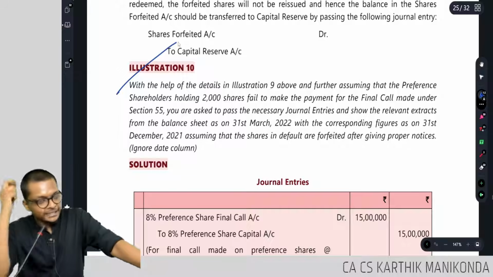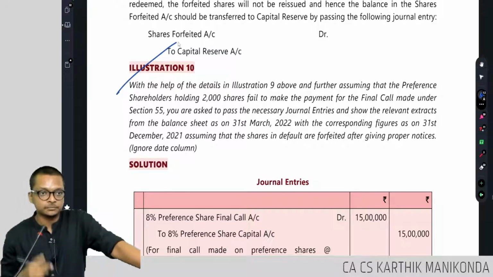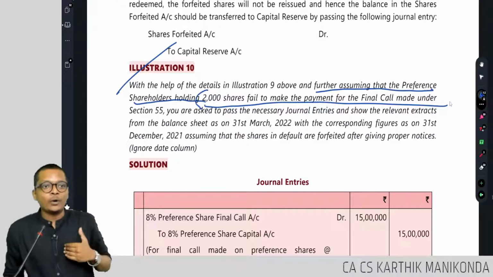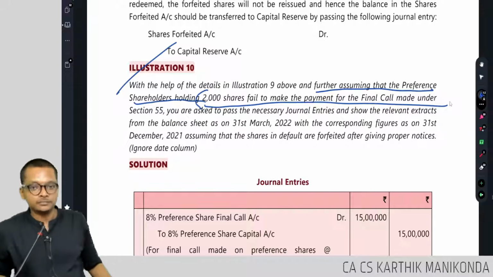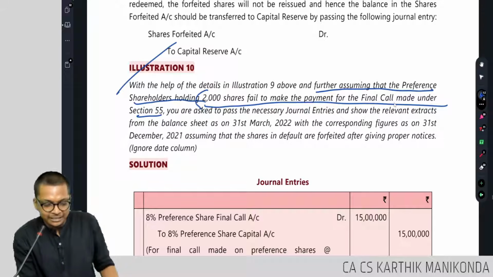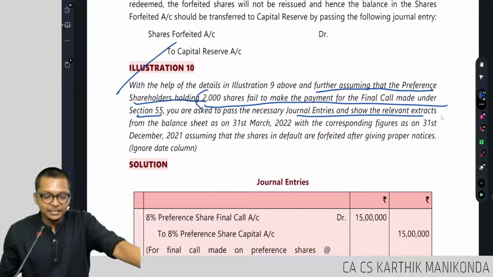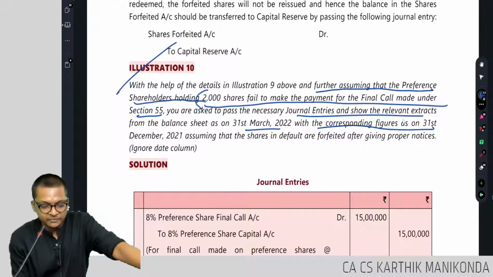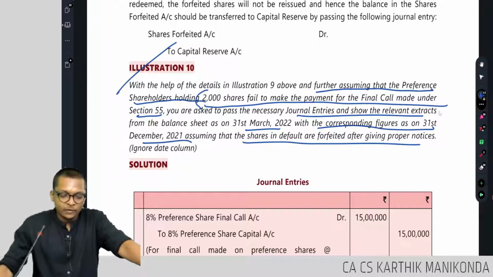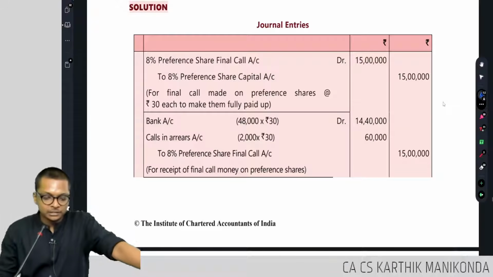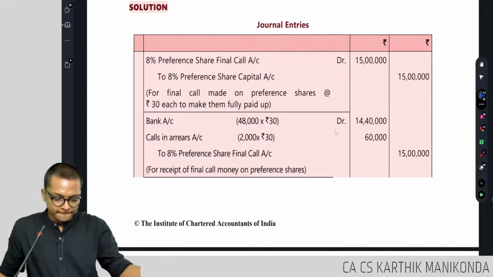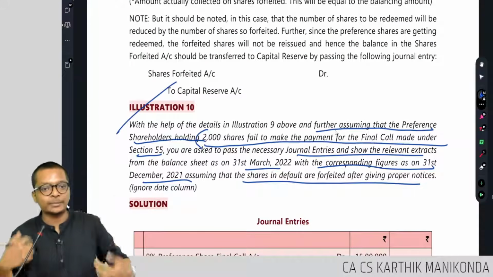Last sum, illustration 10 is also the same, guys, with a small adjustment. Look at this. He is saying with the help of details in the previous sum, further assuming that the preference shareholders holding 2000 shares fail to make the final call, what should I do? Reduce that, because they have not paid. Made the final call under section 55. You are asked to pass the necessary entries for 31st March with corresponding figures from 31st December, assuming the shares in default are forfeited after giving proper notice. Same thing, look at this. Only thing is the share final call. Basically it is continuing the sum, guys.